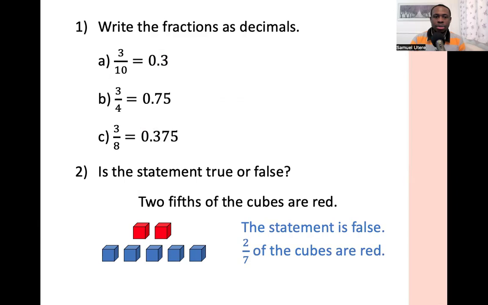Next, you're asked to state whether the statement is true or false, that 2/5 of the cubes are red. Now, remember, fractions can be read as, for example, 2/7 is 2 out of every 7. So if you say 2/5, you're saying that 2 out of every 5 cubes are red, but that's not true. We have 7 cubes altogether, and 2 out of those 7 are red.